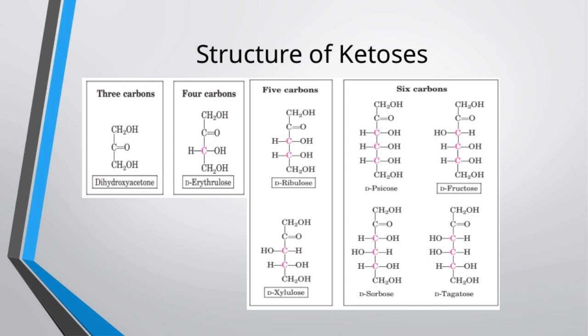Additionally, ketoses often have multiple hydroxyl groups attached, which makes them highly soluble in water. This solubility is important because it affects how they are transported and metabolized in biological systems. Understanding the structure of ketoses is fundamental because it helps us grasp their role in metabolism and how they participate in different biochemical pathways. So, in essence, the defining feature is the ketone group at carbon 2, and this structural configuration impacts their chemical behavior and biological functions.